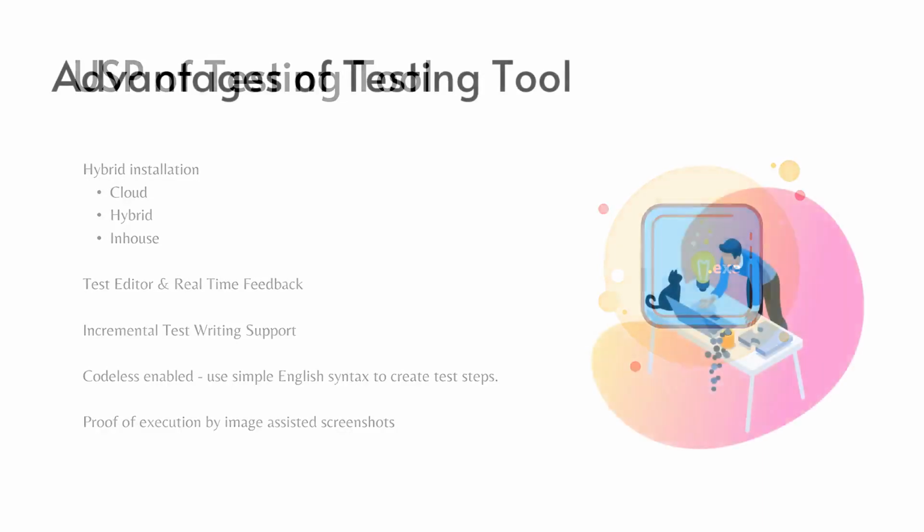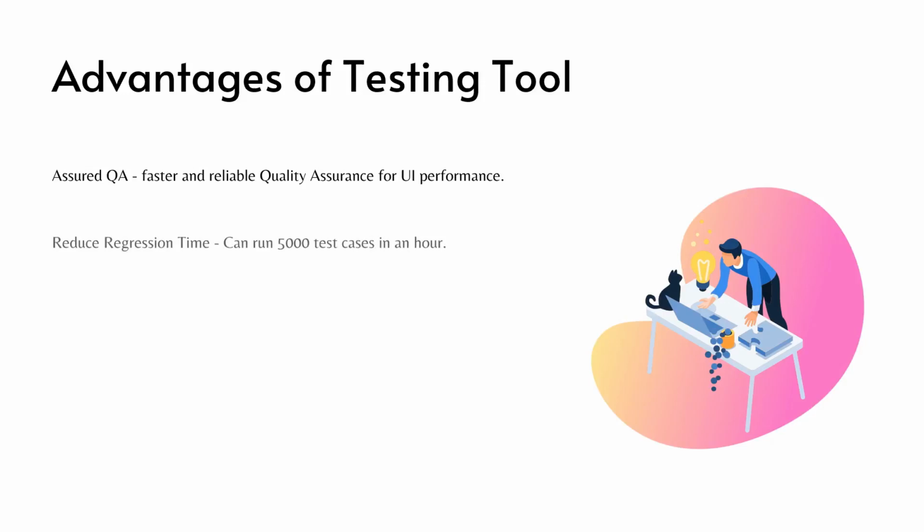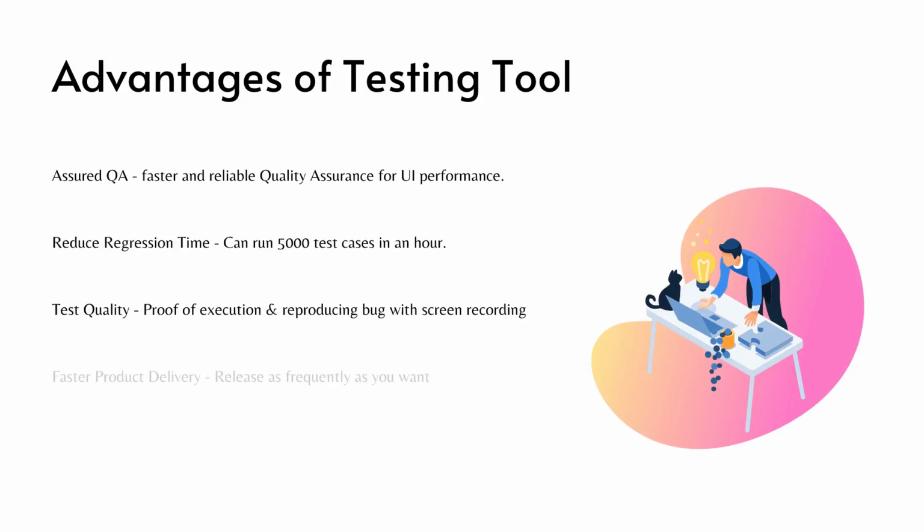Your advantages: faster and reliable quality assurance of the user interface. Reduce your regression time by 80%. Enabling users to run 5,000 test steps in an hour. Test quality by proof of execution and reproducing bugs with screen recording. Faster product delivery: release your product or website as frequently as you require. Higher return on investment by reducing your testing expenses by 50%.